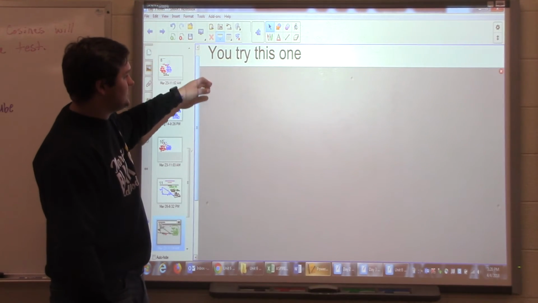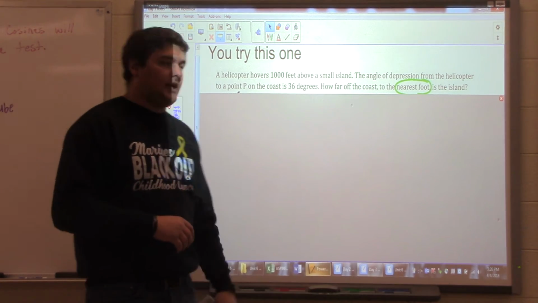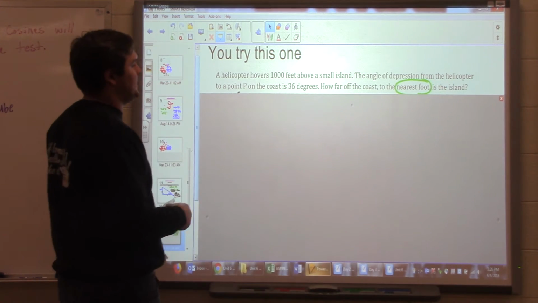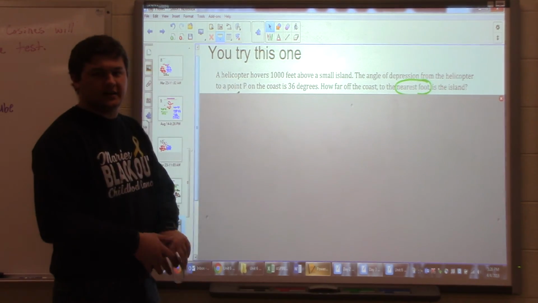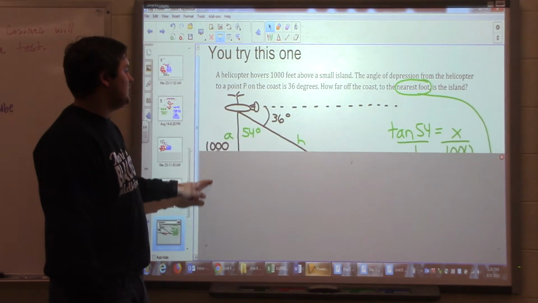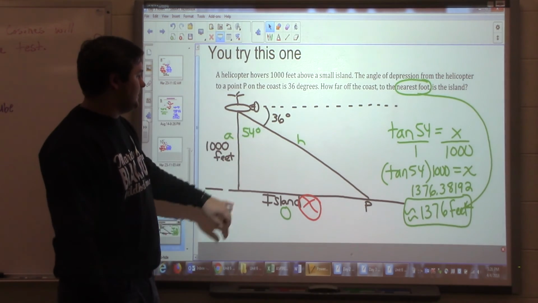So you try this one. A helicopter hovers 1,000 feet above a small island. The angle of depression from the helicopter to a point P on the coast is 36 degrees. How far off the coast, to the nearest foot, is the island? So, a nice little helicopter drawn here over our island.